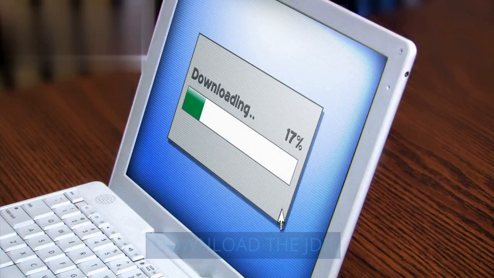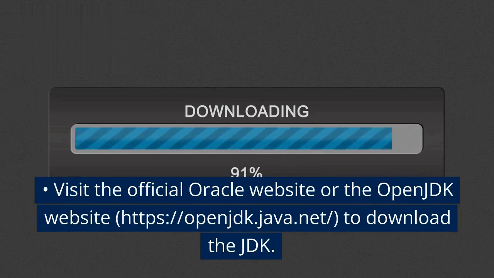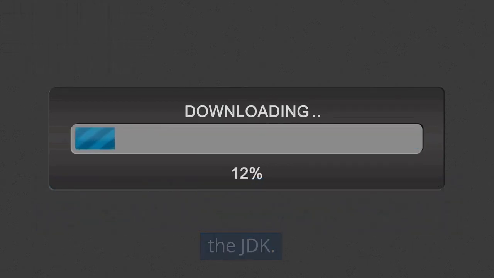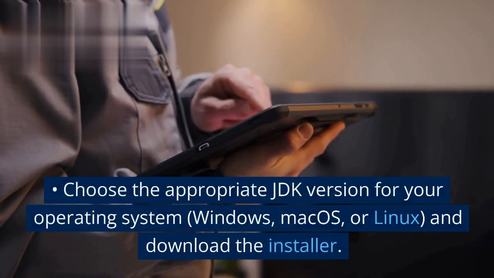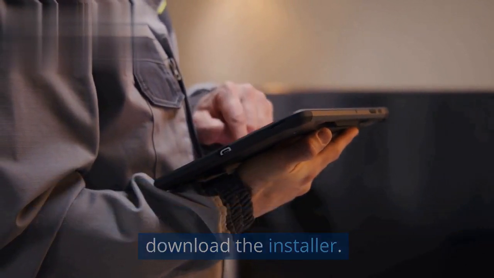Download the JDK. Visit the official Oracle website or the OpenJDK website, https://openjdk.java.net/, to download the JDK. Choose the appropriate JDK version for your operating system, Windows, macOS, or Linux, and download the installer.